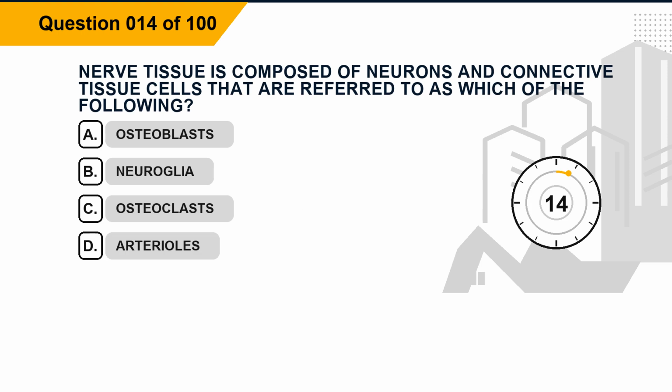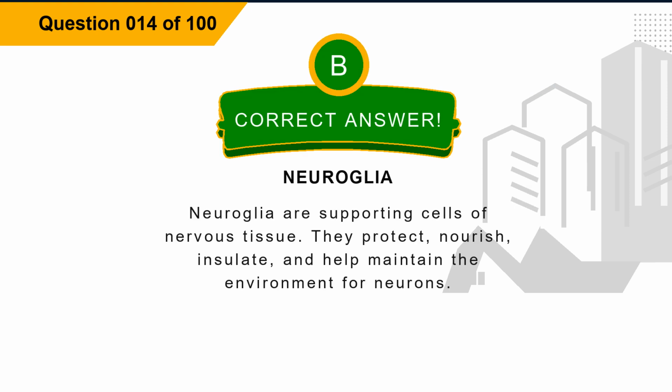Question 14. Nerve tissue is composed of neurons and connective tissue cells that are referred to as which of the following? Option A, osteoblasts. Option B, neuroglia. Option C, osteoclasts. Option D, arterioles. The correct answer is option B, neuroglia. Explanation. Neuroglia are supporting cells of nervous tissue. They protect, nourish, insulate, and help maintain the environment for neurons.